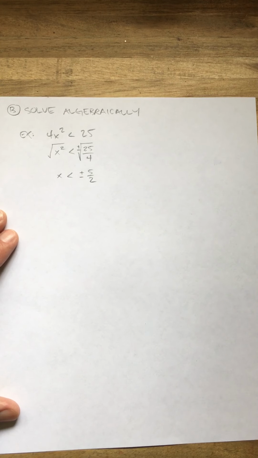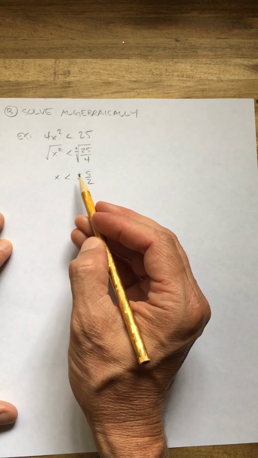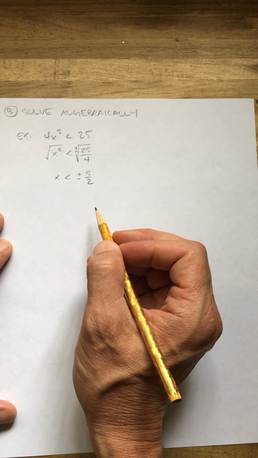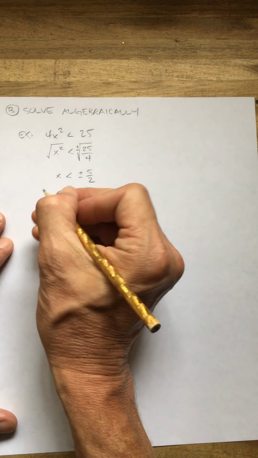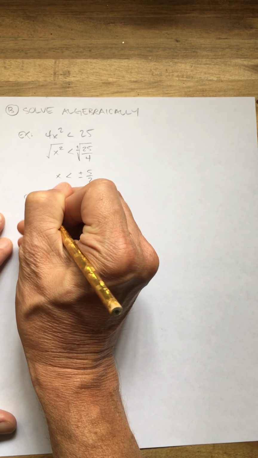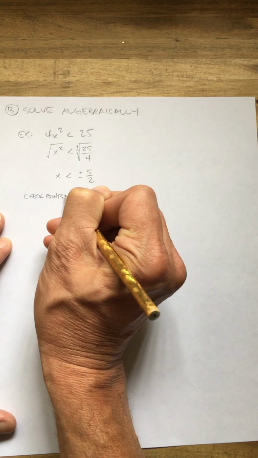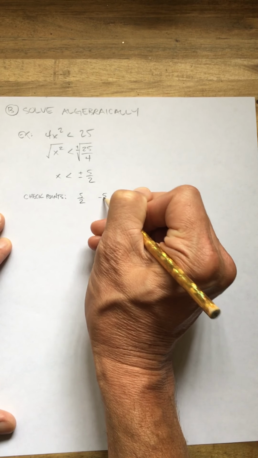All right, and so this is where it gets pretty abstract. x is less than positive 5/2 and less than negative 5/2. I don't get what that means, okay? So here's what I do. I consider these guys checkpoints. So this is what I'm going to show you. If you do it this way, I think you'll be good. These are my checkpoints, okay? My checkpoints are 5/2 and negative 5/2.